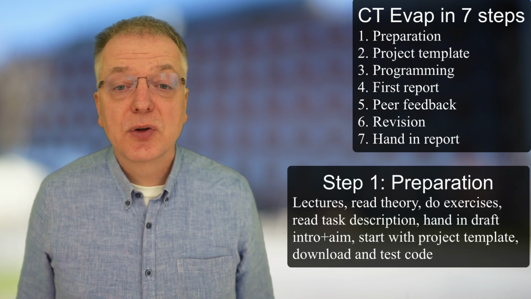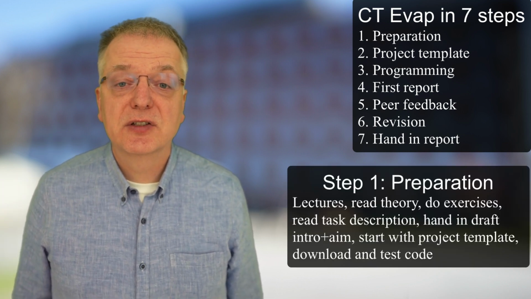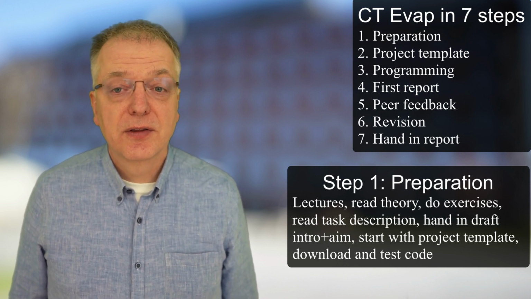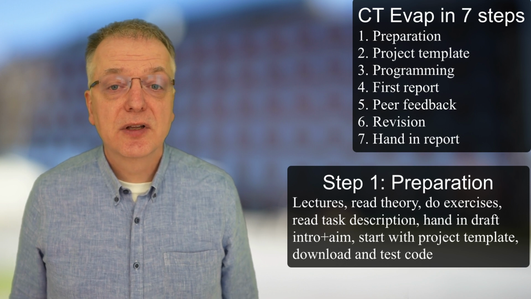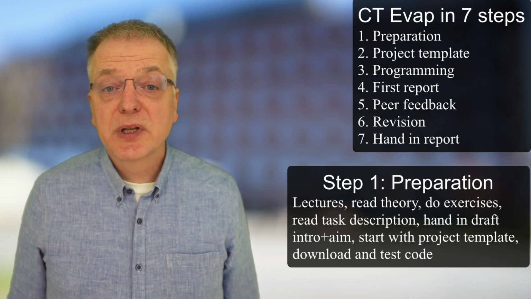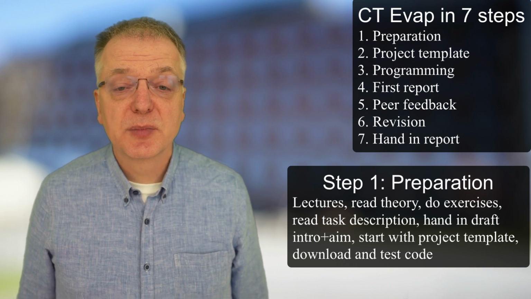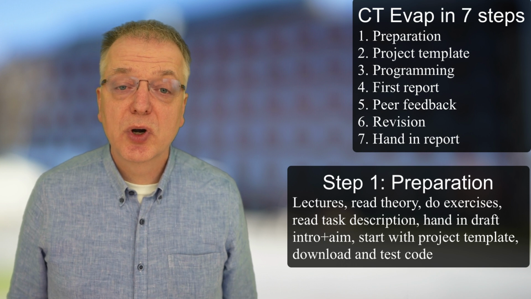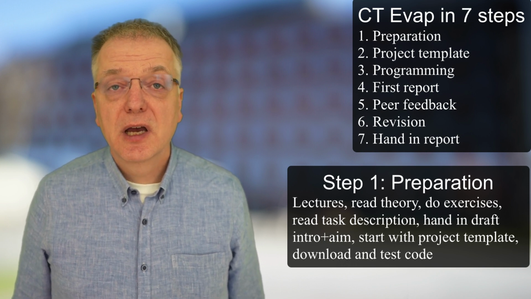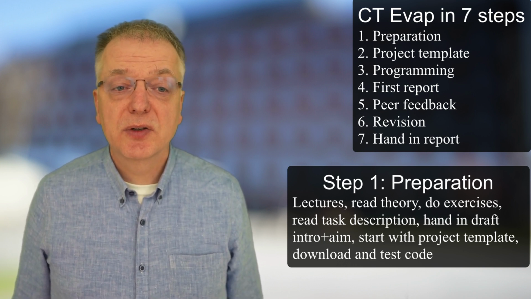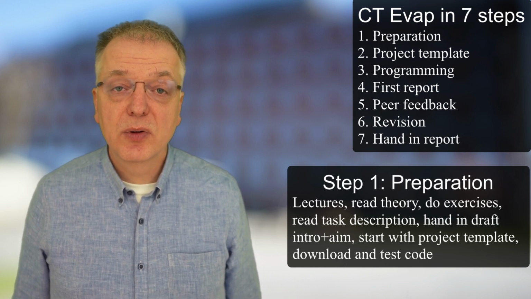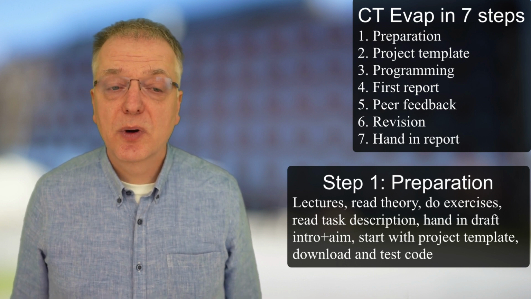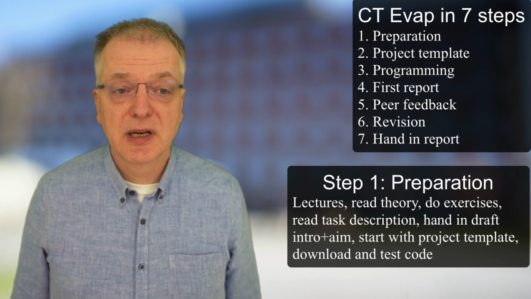Step 1 is your own preparation before you receive any supervision for the compulsory task. Listen to lectures, read the theory, do some exercises, and read the task description. As a way to understand and remember what the task is about, write and hand in a draft, introduction and aim. Also begin to work on the project template. And finally, download the sample Python code, save it in a new empty folder, and test that it works. Note, if you skip step 1, you are very unlikely to manage step 2 in time.